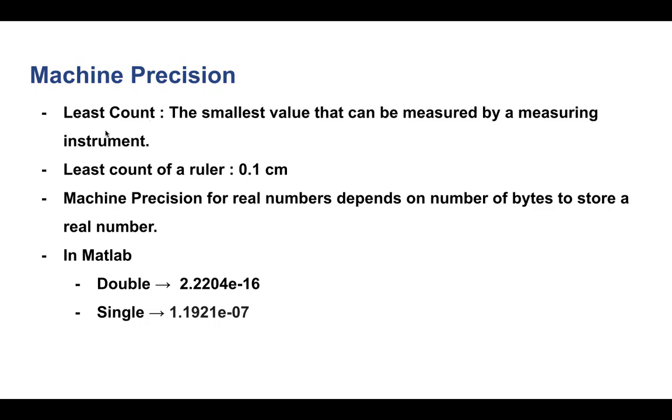Even computers have a least count. The least count associated with the computer is called the machine precision. The machine precision for real numbers depends on the number of bytes used to store a real number. For example, for normal numbers we have 4 bytes, and for doubles we have 8 bytes. So the number of bytes is associated with the machine precision.